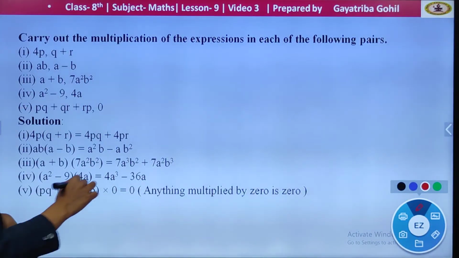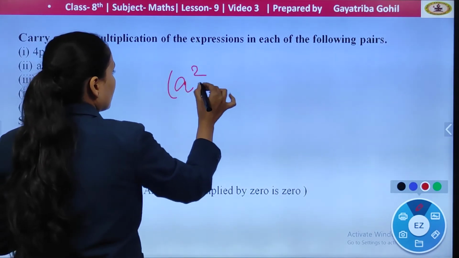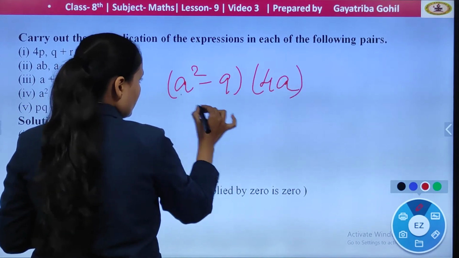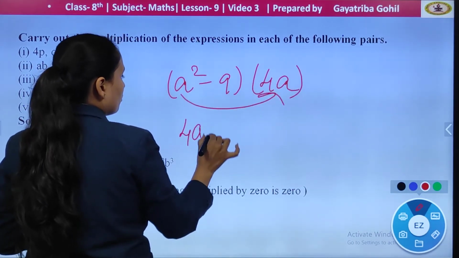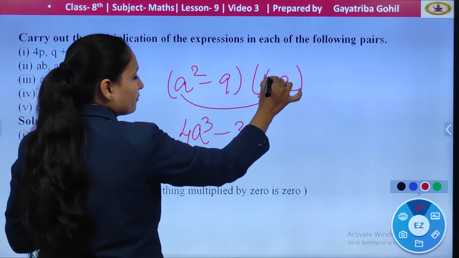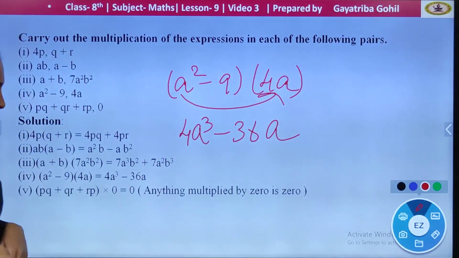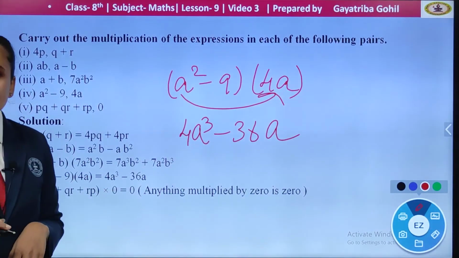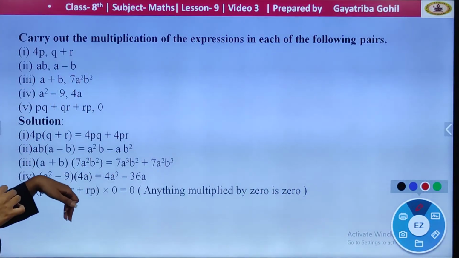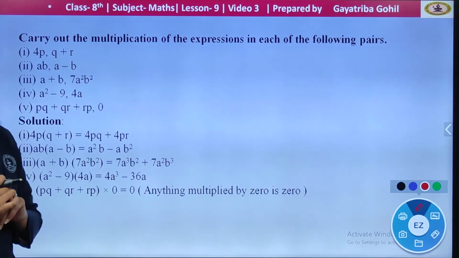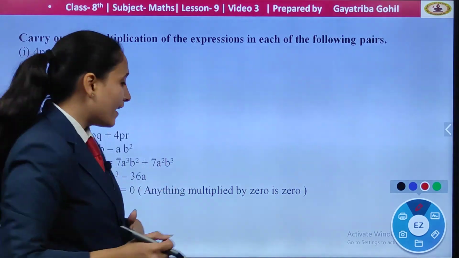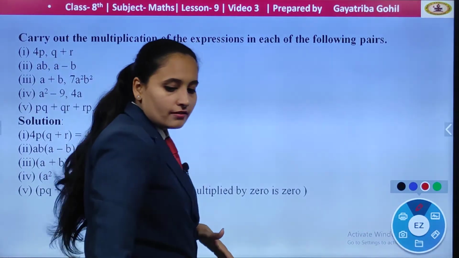a square minus 9 into 4a. Multiply a square with 4a and it will become 4a cube, minus 36. 9 fours are 36 and a as it is. So it will become 4a cube minus 36a. Then pq plus qr plus rp into 0. Whatever the expression is, when you are multiplying it with 0, the answer will be 0. Why? Anything multiplied by 0 is always 0.